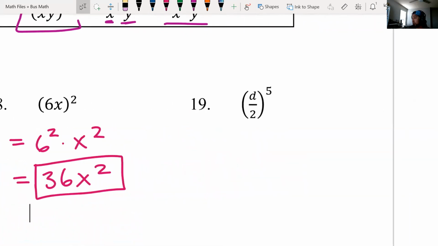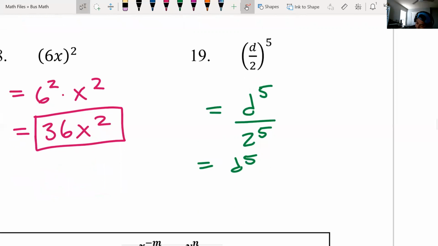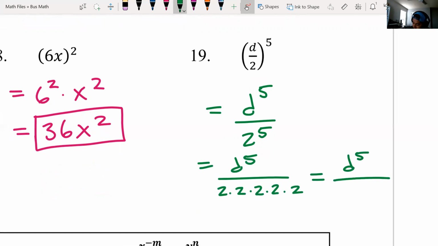19. d over 2 to the 5th. Here you'll get d to the 5th over 2 to the 5th. Well, if you don't know what 2 to the 5th is, then you can write it out, right? This would be d to the 5th over 2 times 2 times 2 times 2 times 2. d to the 5th would remain the same. 2 times 2 is 4. 4 times 2 is 8. 8 times 2 is 16. And 16 times 2, we get 32.